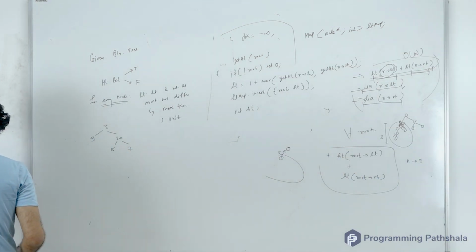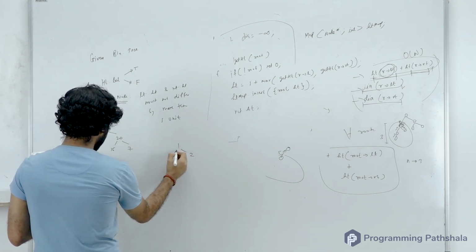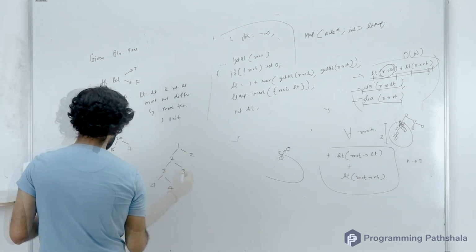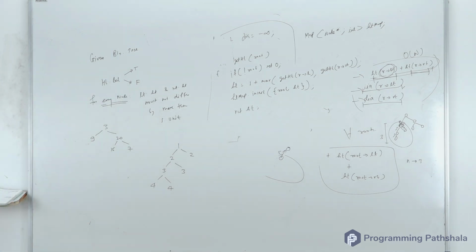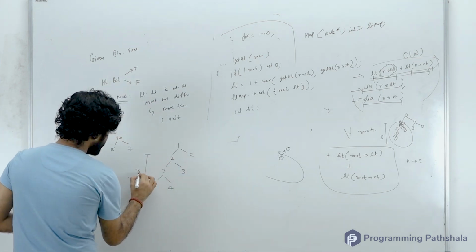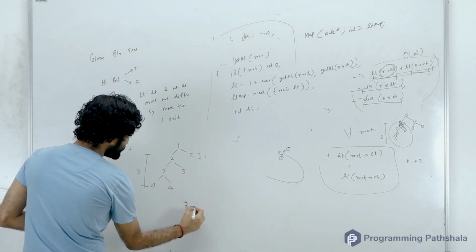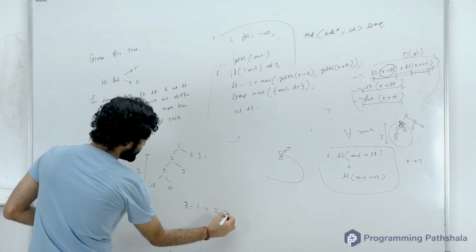Cool. Now let me ask you another one. So let's say you have something like this. Is this a height balanced tree? This is not, right? Because let's say I'm here, the left height is 3 units, the right height is just 1 unit, and the difference of 3 and 1 is 2, which is greater than 1.